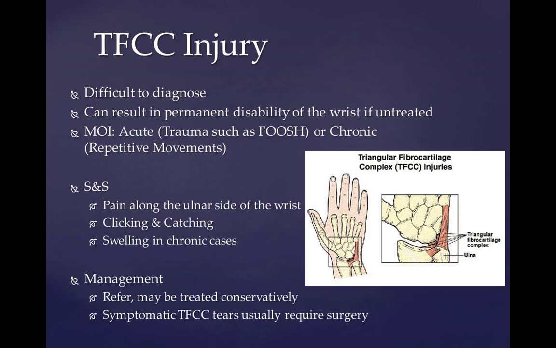Perforations and defects in the TFCC are not all traumatic. There is an age-related correlation with lesions in the TFCC. But many of these defects are asymptomatic, which means the patient doesn't experience symptoms. These lesions commonly occur in patients with positive ulnar variants.